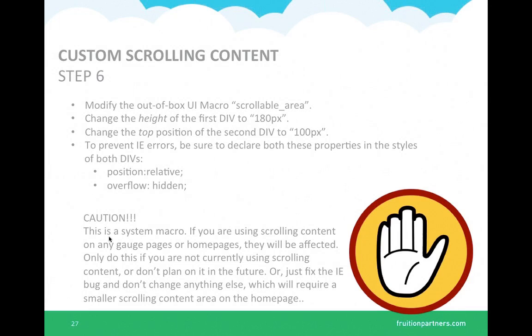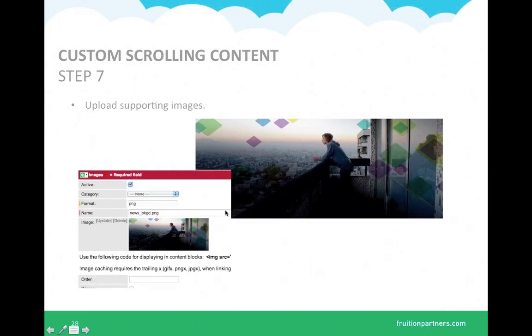But the caution is that this is a system macro. This is an object that we're not creating new. This is already there. So if you're already using scrolling content on one of your home pages or something, don't go changing the height and top properties like we're going to do. Go ahead and fix the IE bug, and I'll walk through what these are. Because this is a system macro, if you change it in one place, it's going to be changed elsewhere.